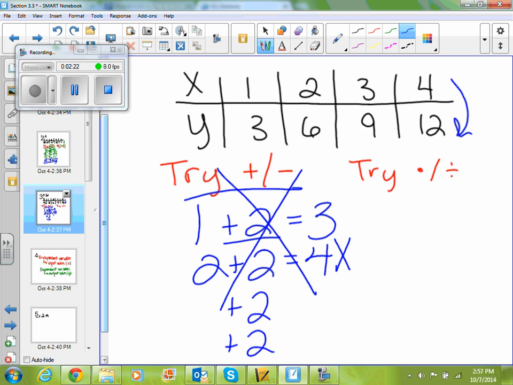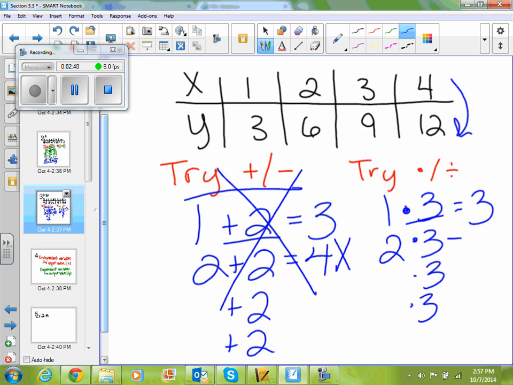So times 2. So 1 times what gives 3? Times 3. So 1 times 3 is 3. So times 3 becomes my rule. If I plug in 2, 2 times 3 is 6, which is what we wanted. 3 times 3 is 9, which is what we wanted. And 4 times 3 is 12, which is what we wanted. So this one does work at times 3.